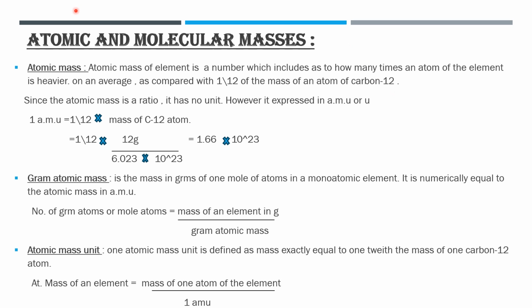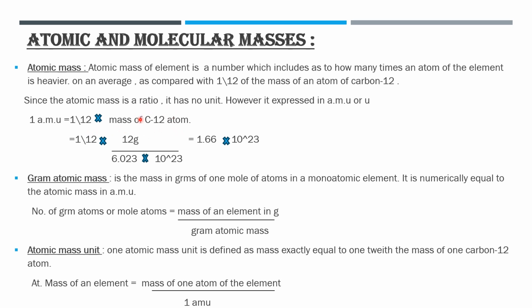Elements have their own masses, so how many times heavier is the element, compared with 1/12 of the mass of carbon? Then we get the atomic mass of that element. Since the atomic mass is a ratio, it has no unit, however it is expressed in amu or u. amu is the atomic mass unit, and u is the unified mass. One atomic mass unit is equal to 1/12 of the mass of a carbon-12 atom.